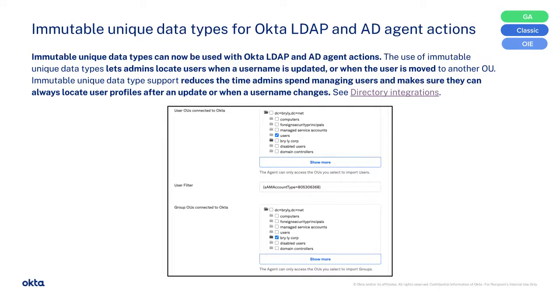Immutable unique data types can now be used with Okta LDAP and AD Agent Actions. This allows admins to locate users when a username is updated or when the user is moved. It also helps to reduce the time that admins spend managing users and ensures that they can always locate user profiles after an update or when a username changes.